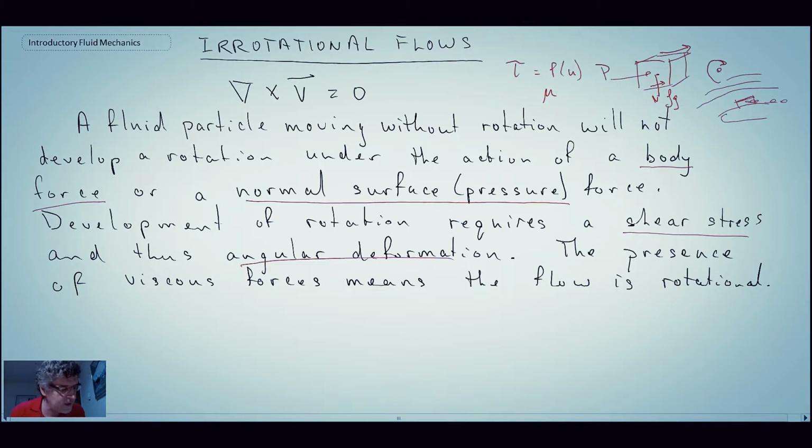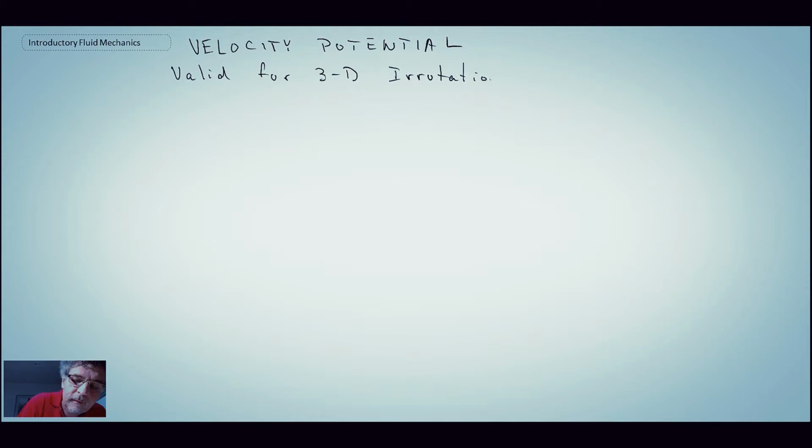So why are we interested in irrotational flow? Well, it turns out that if you can make the irrotational flow assumption, it enables you to come up with a thing called a velocity potential. So let's take a look at the velocity potential now. And this is valid for three-dimensional irrotational flow. Streamlines were valid when we looked at 2D incompressible flow. This is for 3D flows, but they need to be irrotational.